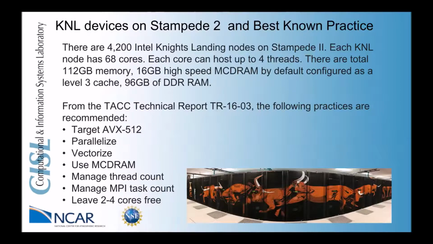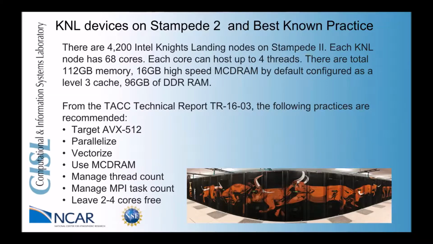So next, we talk about the KNL device we are working on, Stampede2, and the best practice suggested by the TACC center. There are 4,200 KNL nodes on Stampede2. Each has 68 cores, and each core can hold up to 4 threads. There is a total of 112 gig memory: 16 is the high-bandwidth, faster memory, and the other 96 are the standard DDR RAM.